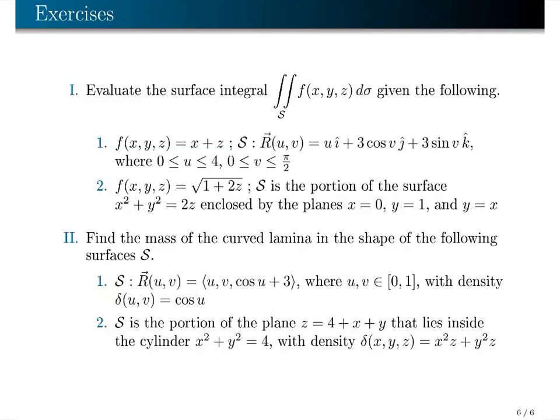We now arrive at the end of this lecture video. I hope you realize that evaluating surface integrals of scalar fields can be a bit tedious. That is why it is important that you practice on the following exercises. For part 1, you are asked to evaluate the following surface integrals, while in part 2, you are asked to compute for the mass of the following curved laminas.